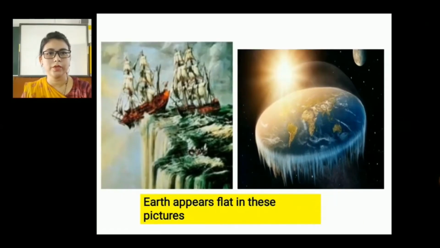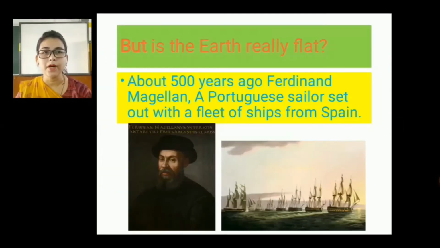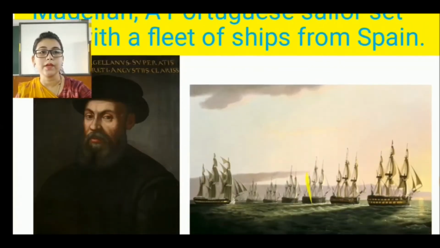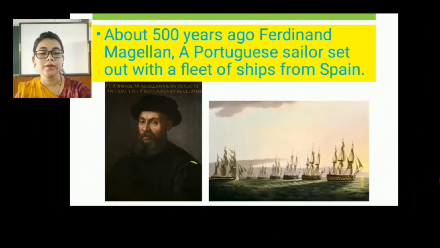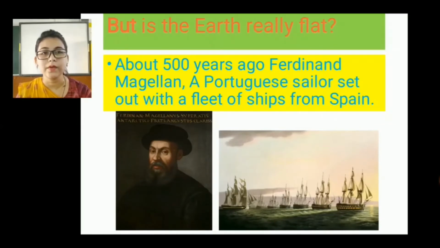But what do you think? Is the earth really flat? About 500 years ago, Ferdinand Magellan, a Portuguese sailor, set out with a fleet of ships from Spain. A group of ships is known as a fleet. He started his journey from Spain and continuously sailed in one direction, and after 3 years he reached the same place from where he had started.